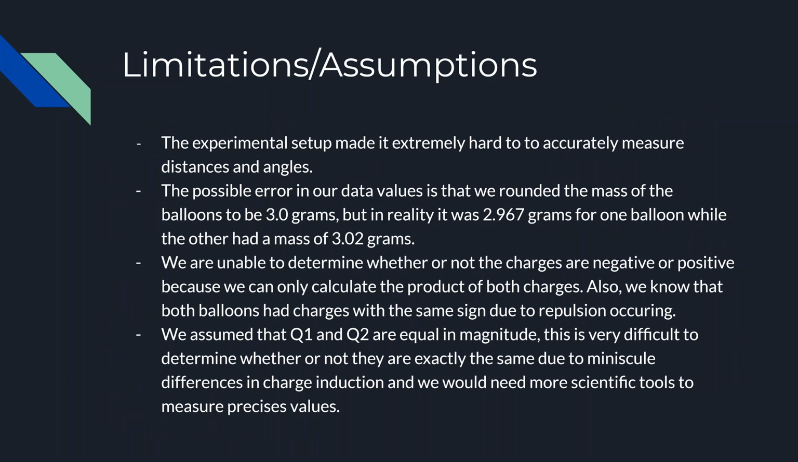The limitations and assumptions in our lab were that, first of all, it was extremely hard to calculate and measure the distances and angles because both balloons were constantly spinning around when we were doing our lab, and the possible error in our data could have been because of our mass when we recorded it. One of the balloons' mass was around 2.967 while the other was 3.02, so we just assumed that both masses would be 3.0 and we rounded.